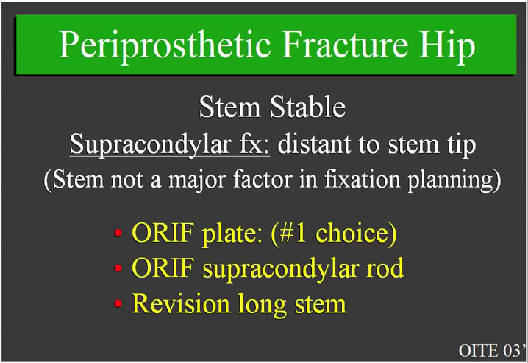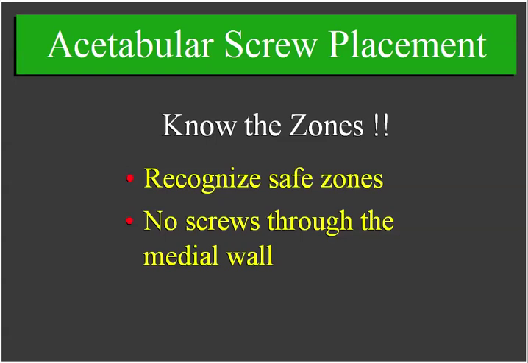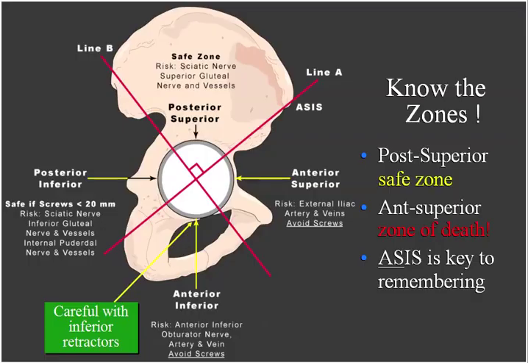Okay. Another big pick, acetabular screw placement. This is Wasielewski's work. Recognize a safe zone, no screws through the medial wall. Here's the thing you need to know: the anterior superior area is the zone of death. And the way you draw these lines is you see line A where it is the ASIS, right there, right in that area.